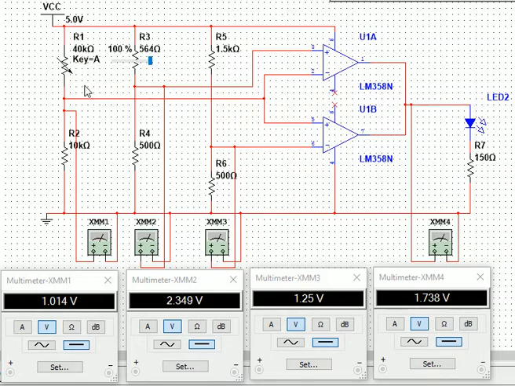The first component is the R1 resistor, which is a variable resistance with a higher resistance value of 40 kilo ohms. This one is used to indicate the photodiode of the receiver section, which is reverse biased. Now it is at the maximum resistance. The maximum resistance shows that there are no IR rays, the reflected IR rays are not falling on the photodiode.